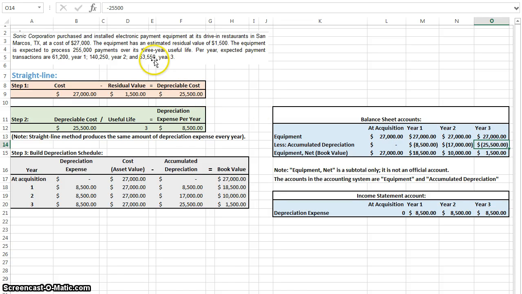So keep that in mind as we work through the other methods. Those same concepts are going to apply. So the next video will get you into the units of production.